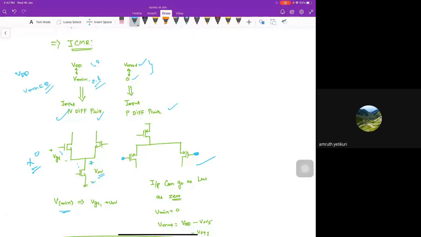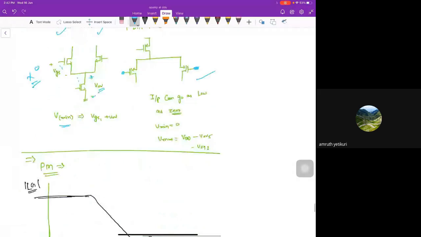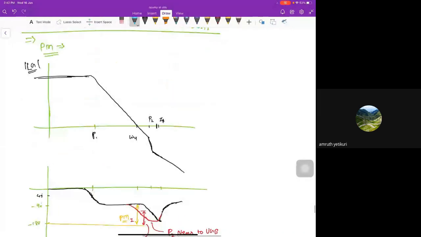If the interviewer asks for the two-stage op-amp, and you have mentioned in your resume that you designed a two-stage op-amp, they will ask you all these questions. So this is very important for the interview also, as I already told you.